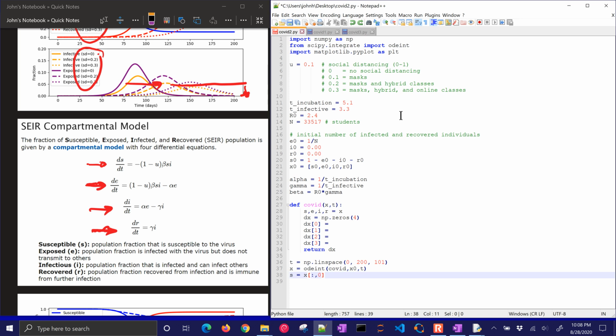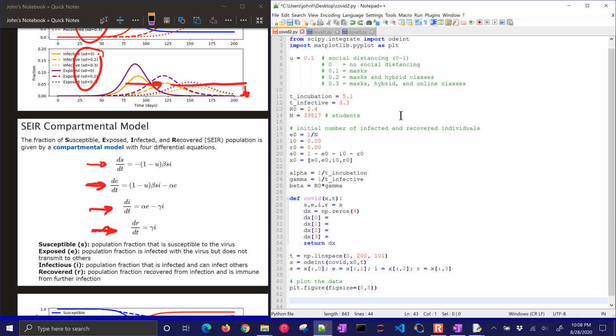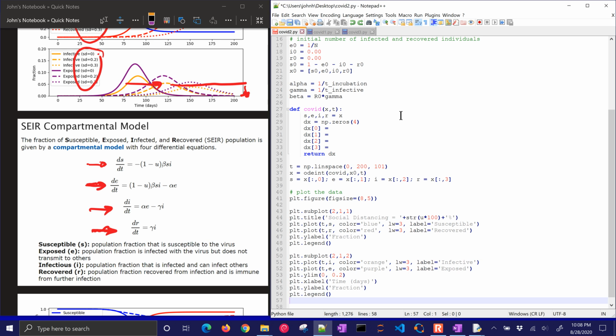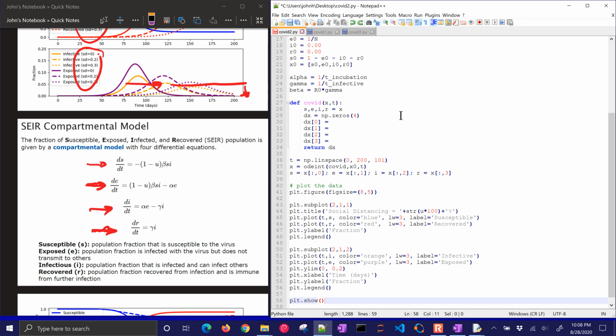Now I need to split that out into different vectors. The first column is going to be S, and then E, I, and R. All right, now I'm going to plot it, and I'll just put in those subplots and show it in the end. Okay, let's go back up top here to the COVID model.